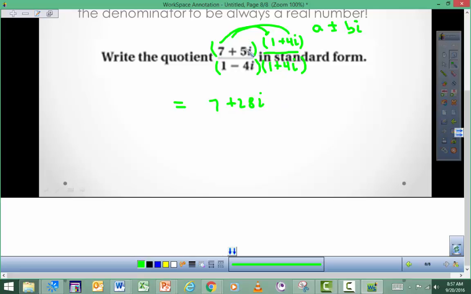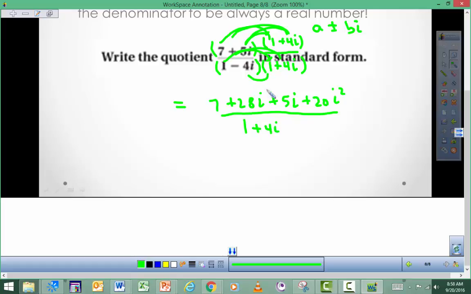Okay, and then 5i times this one plus 5i, and then 5i times this one gives us plus 20i squared. Now in the denominator, we know we're going to get a different story because the middle terms subtract off. So 1 times 1 gives us the 1. 1 times the 4i is going to give you 4i.